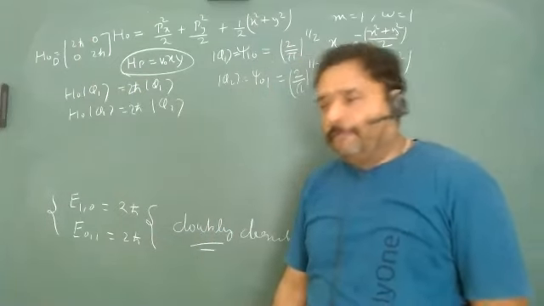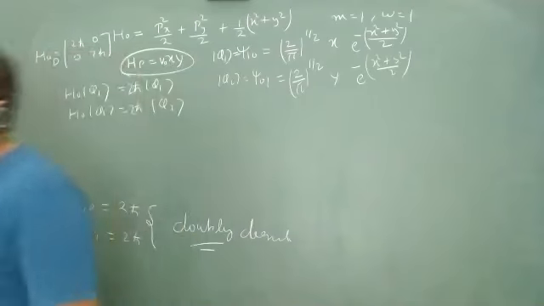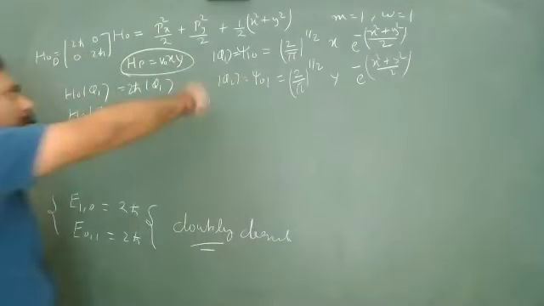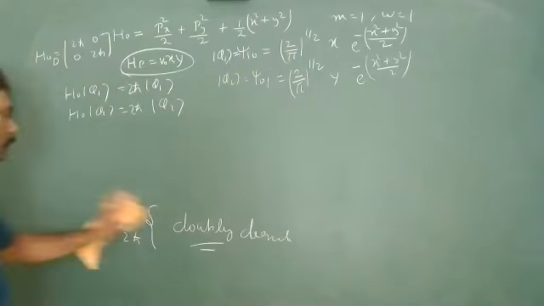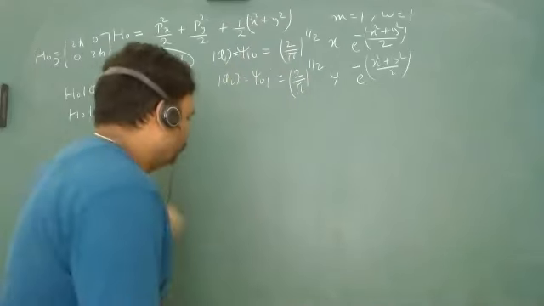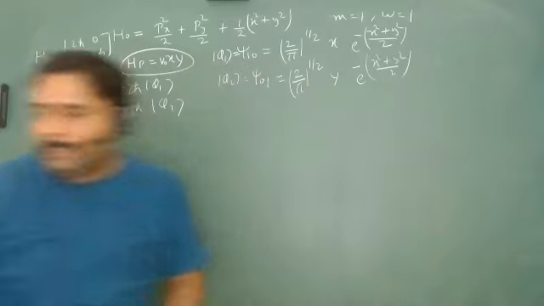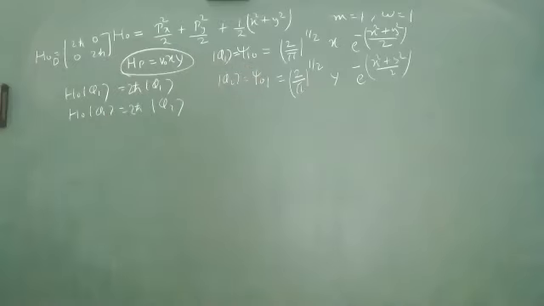Four elements, because this is a 2 cross 2 matrix, and the space is created by these 2 vectors. So we have to go for a 4 matrix, and then we have to go for an integration term. First term is W dash 1 1.